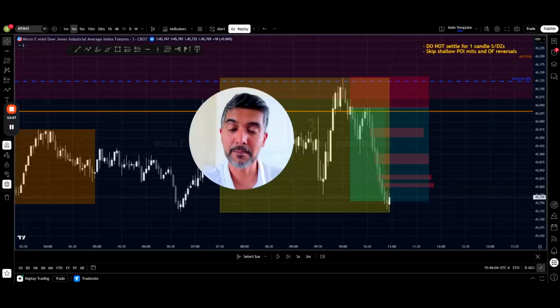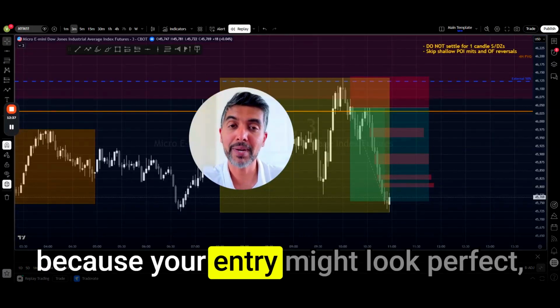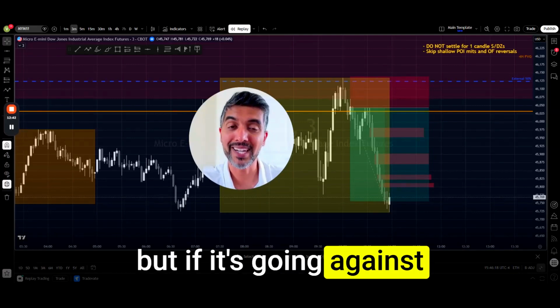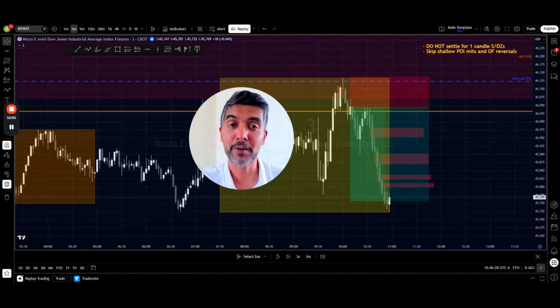The key lesson is this: external structure should guide every trade, because your entry might look perfect, but if it's going against the higher time frame, then it may be low probability. And this is something I'm refining now, not just looking for setups, but making sure they're aligned with the bigger picture, because the edge isn't just about the entry. It's in stacking bias, location, and confirmation.